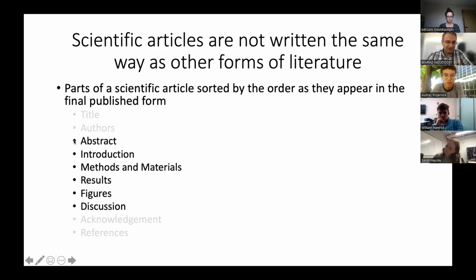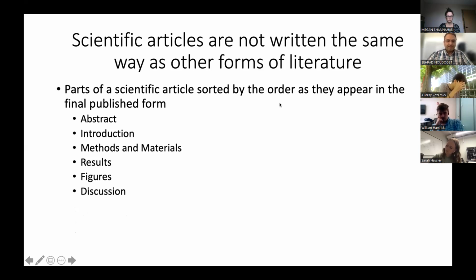And I'm going to just focus on these 6 parts: abstract, introduction, methods and materials, results, figures, and discussion. These 6 sections are sorted as they appear in the final published form of a paper. Usually you see an abstract, then introduction, methods and materials, results, figures, and discussion.